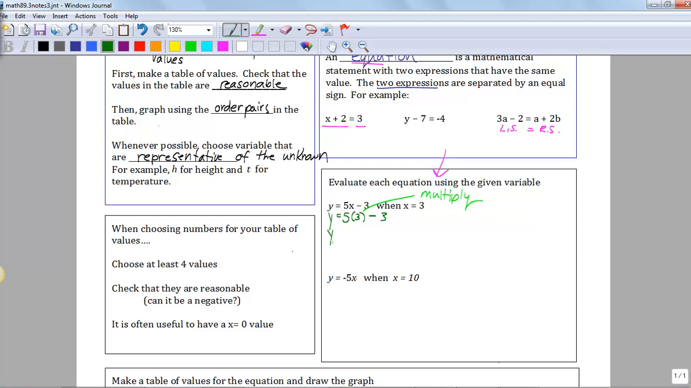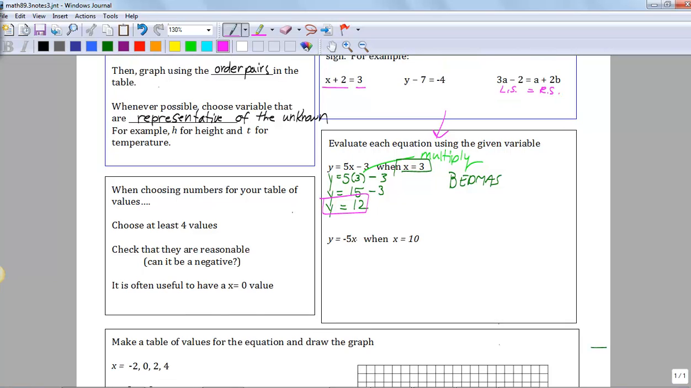Next line, the y's are equal, the equal signs are lined up. And I can do my BEDMAS now, all that order of operations stuff, multiply before addition. So 5 times 3 is 15 minus 3, and everything's still nice and pretty lined up. 15 minus 3 is 12, and that's my answer. When x is 3, y is 12.